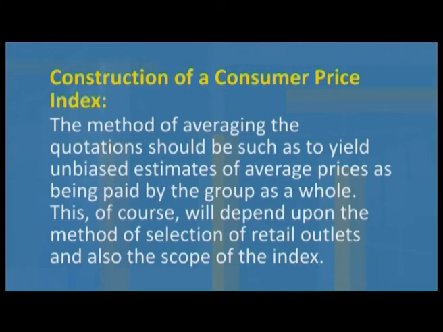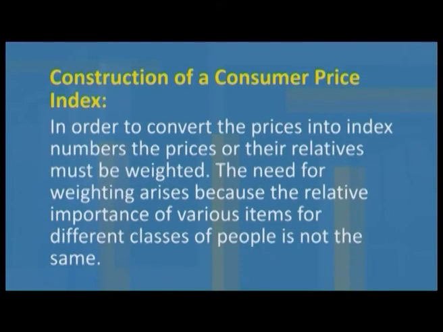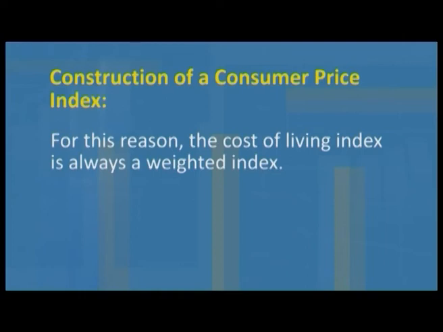The method of averaging the quotations should be such as to yield unbiased estimates of average prices as being paid by the group as a whole. This, of course, will depend upon the method of selection of retail outlets and also the scope of the index. In order to convert the prices into index numbers, the prices or their relatives must be weighted. The need for weighting arises because the relative importance of various items for different classes of people is not the same. For this reason, the cost of living index is always a weighted index.